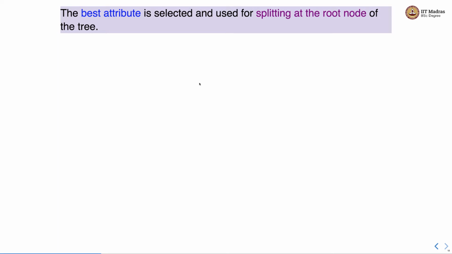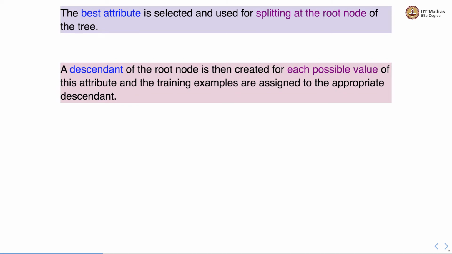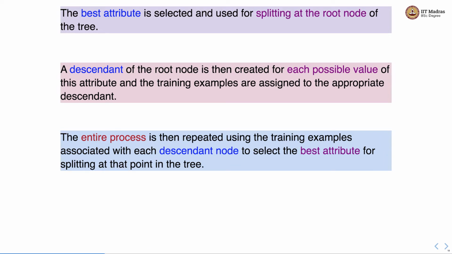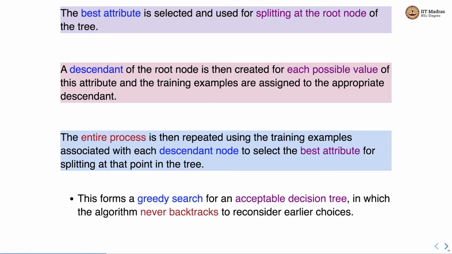So the best attribute is selected and used for splitting at the root node of the tree. A descendant of the root node is then created for each possible value of this attribute, and the training examples are assigned to the appropriate descendant. The entire process is then repeated using the training examples associated with each descendant node to select the best attribute for splitting at that point in the tree. This forms a greedy strategy for an acceptable decision tree in which the algorithm never backtracks to reconsider its earlier choices.